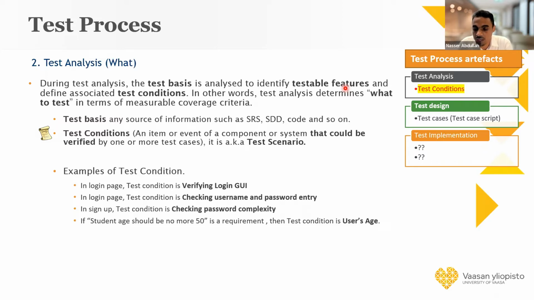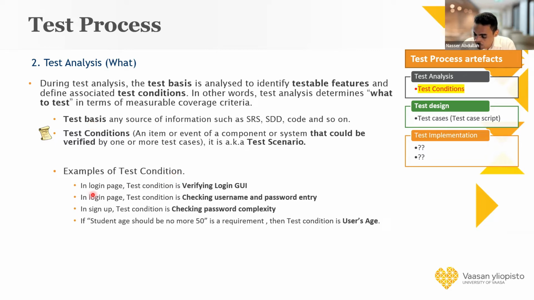From where can I define the test conditions? You can define them from the documentation, from the SR documentation, for example the SR file, or the SDD, which is the design. From these two files, or any other file, or even from the code, you can define the test conditions. This is what you call the test basis. The test basis is any document, information, or resource that can be used to define the test conditions.